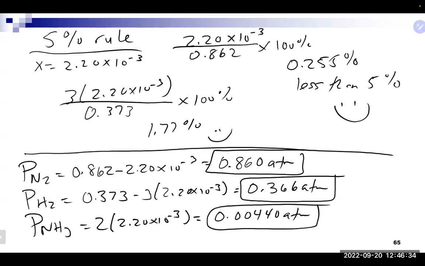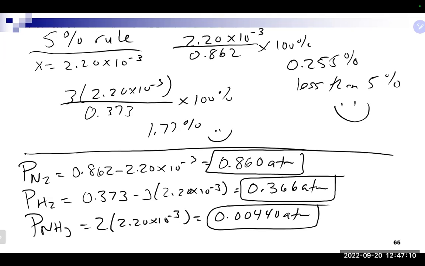Any questions on that calculation? Once again, we could check it. We take that number, square it, divide it by 0.860, divided by what we got there, 0.366 cubed, I believe. This is something like 4 point something times 10 to the minus 4, so we should be good in that case. Any questions on any of that there?